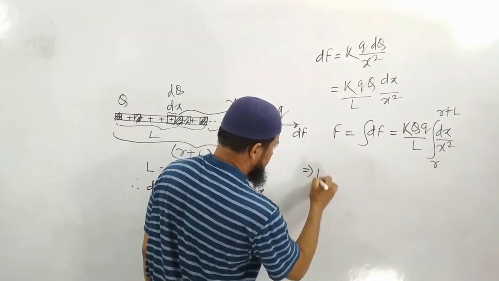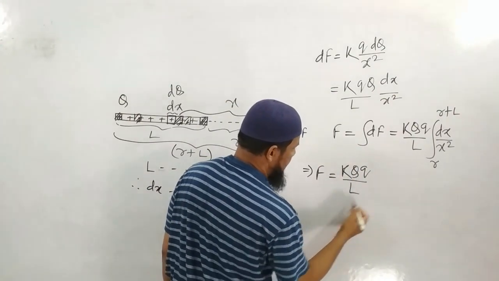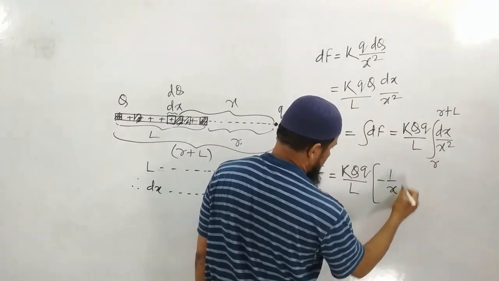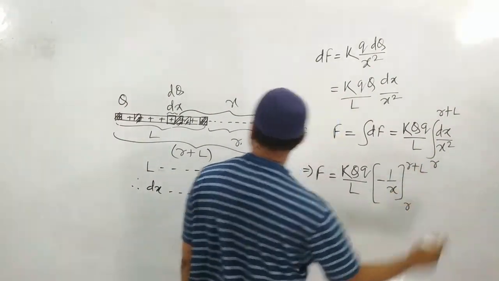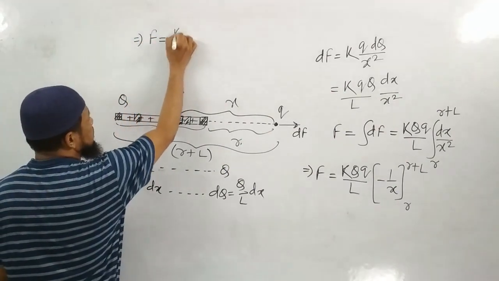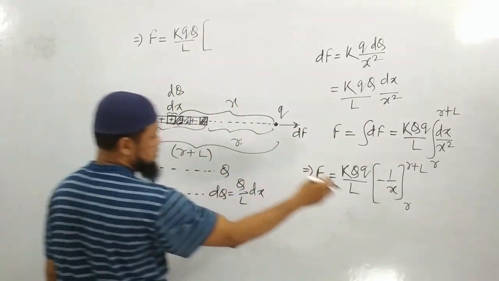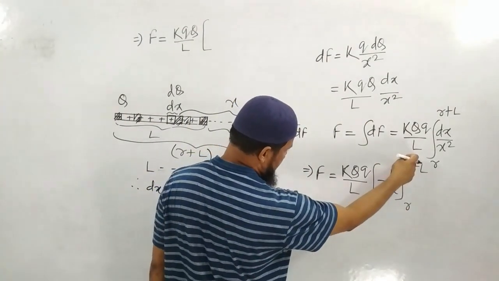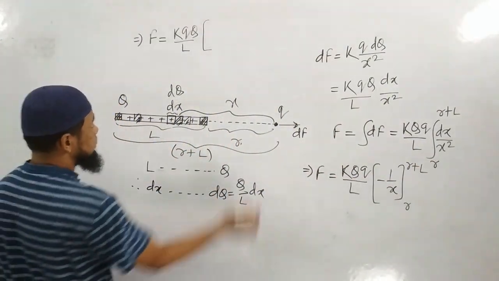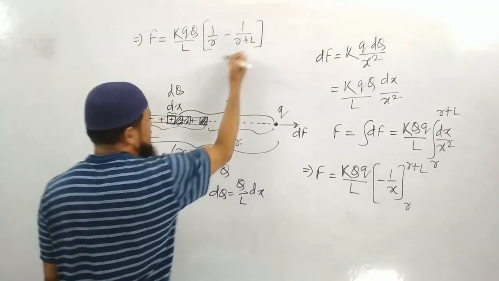So how much will we get here? F is equal to K capital Q small q by L integration of 1 by x square, which is nothing but minus 1 by x, from r to r plus L. So the force F will become K Q capital Q by L. Minus is there, so I'll put the lower limit first, then the upper limit. That means removing the minus, I have rotated the limits. That can be done. So this is 1 by r minus 1 by r plus L.